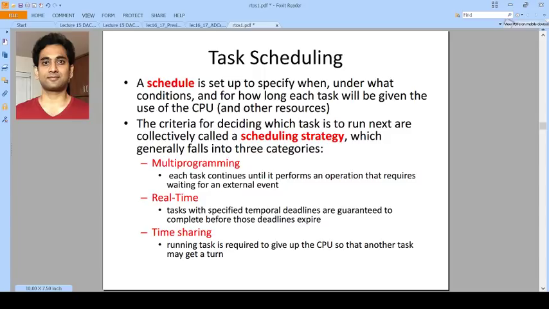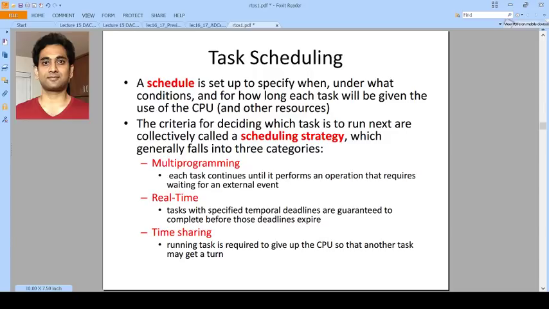In the multiprogramming paradigm, each task continues until it performs an operation that requires waiting for an external event. So in other words, when a process gets access to the processor, it does not let go of the processor until the process is waiting for an input from something else. Okay? In real-time operating systems, in the real-time scheduling strategy, tasks with specific time deadlines are guaranteed to complete before those deadlines expire.